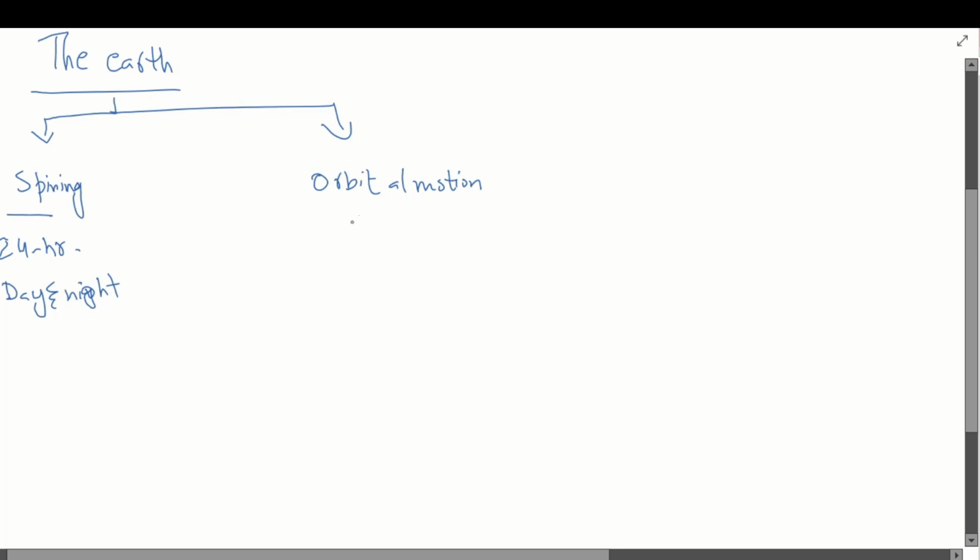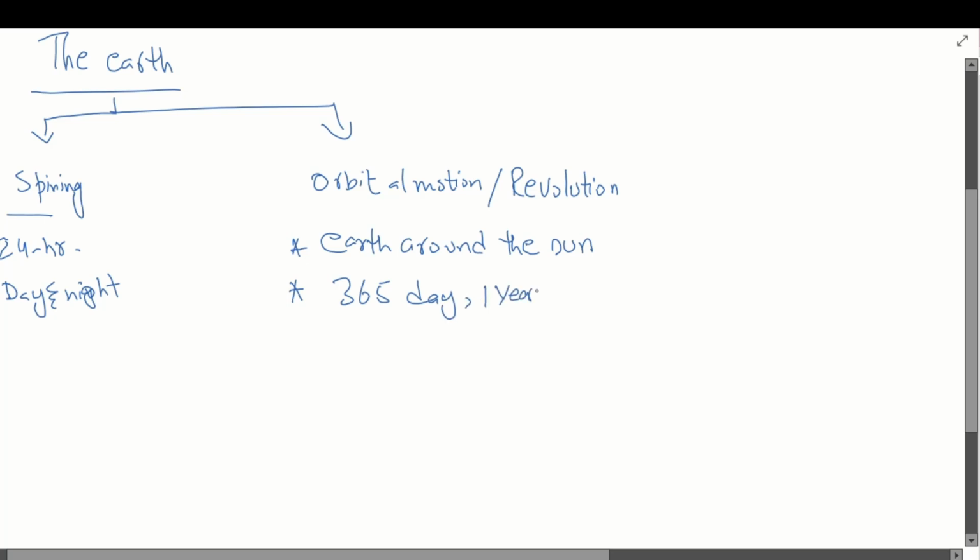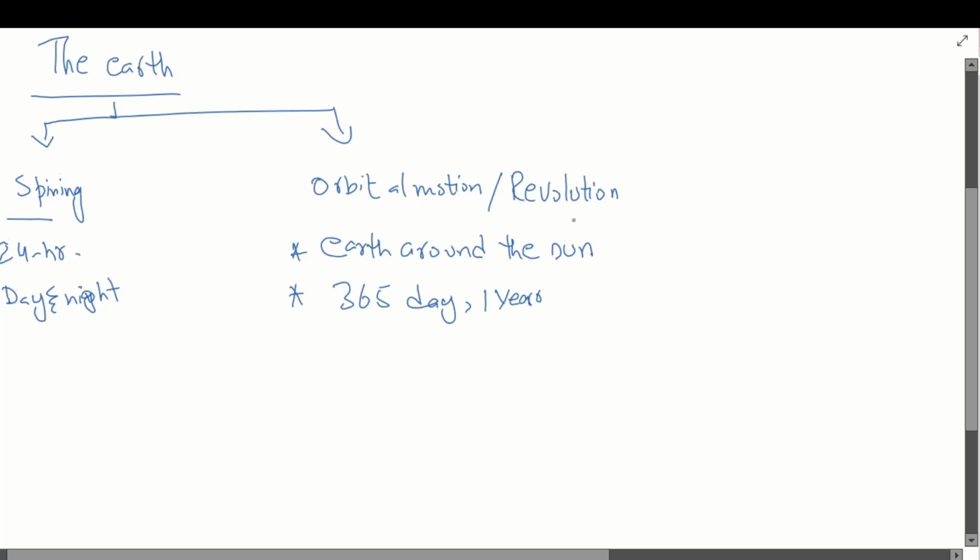On the other hand, the orbital motion, which is also referred to as revolution, is just the motion of the Earth around the sun. And we all know it takes almost 365 days or 1 year to complete one orbit around the sun. The orbital motion or the revolution of the Earth around the sun is basically the main cause of our seasons.